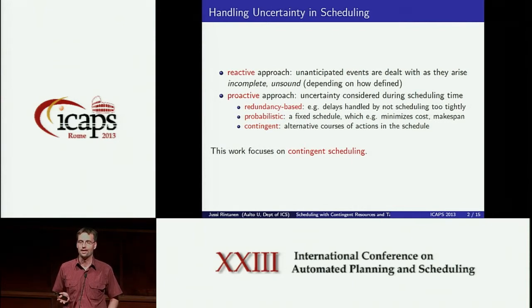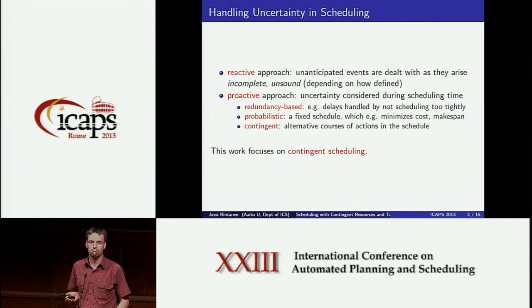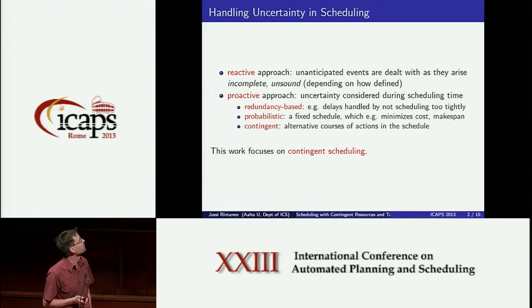The basic approach, similar to replanning in planning, is the reactive approach. So we schedule the tasks somehow, assuming that there are no actual task failures or anything else unpleasant happening, and start executing the schedule. And if something fails, you schedule again. This approach is, of course, incomplete or incorrect depending on how you define it, and there are formally much better approaches, including the redundancy-based approach.